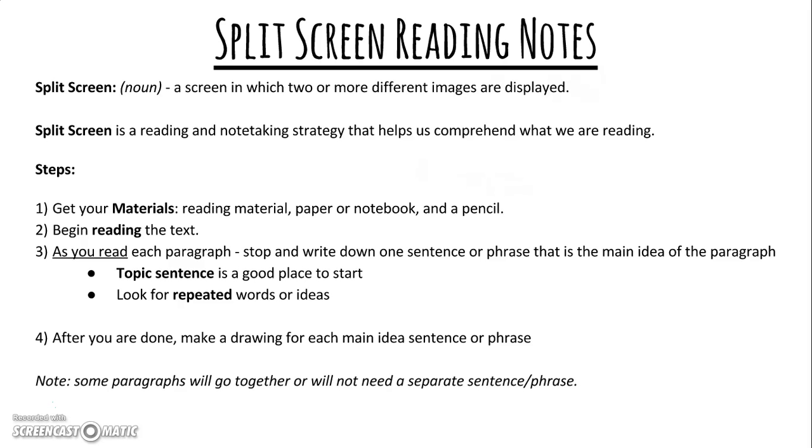Now, it's important to note that you don't necessarily need a separate sentence or phrase for each paragraph. Sometimes you'll notice as you're reading, 2 of the paragraphs cover very similar ideas, and you might find that one topic sentence is enough. And that goes with the drawings as well. You might find that you wrote down 2 separate main idea sentences or phrases, but you feel like one drawing could be used to represent both. These rules are not set, right? They're just guidelines. So you want to make this strategy work for yourself.